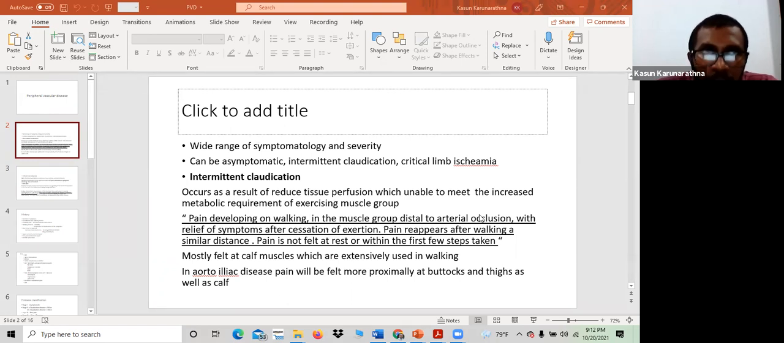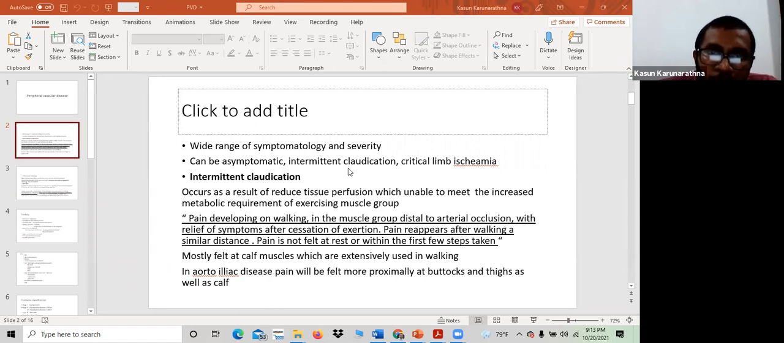Muscles will act on exertion activity. Muscle blood requirement will be increased. Due to this arterial occlusion, blood vessels cannot produce adequate volume to this group of muscles after some degree of exertion. So there will be a requirement and supply mismatch. That is the point where the patient develops ischemic pain in this exerting group of muscles, right? That is what happens in intermittent claudication.